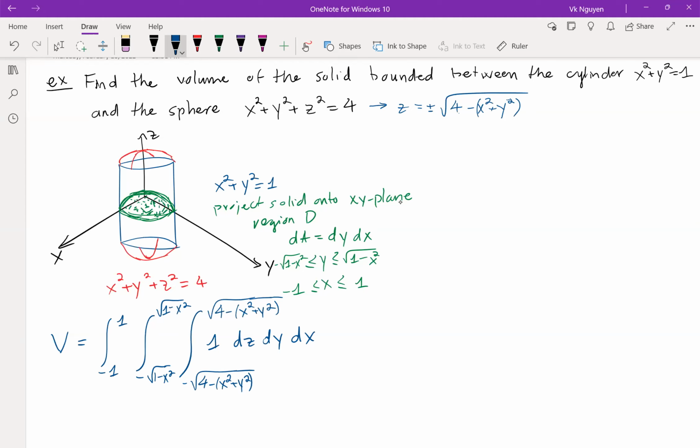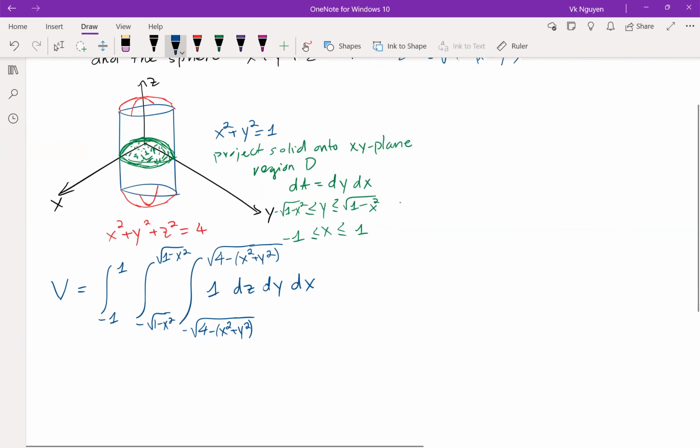rectangular coordinates. It looks ugly though, very ugly, because whenever we see square roots, we don't want to go through the integration. It's better to convert. Well, that is the triple integral, right? Not double, so it's going to be cylindrical coordinates.